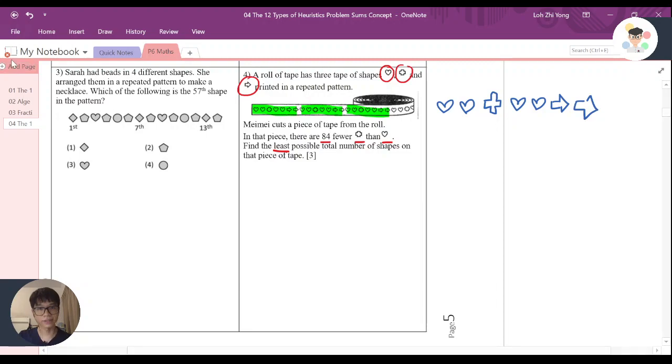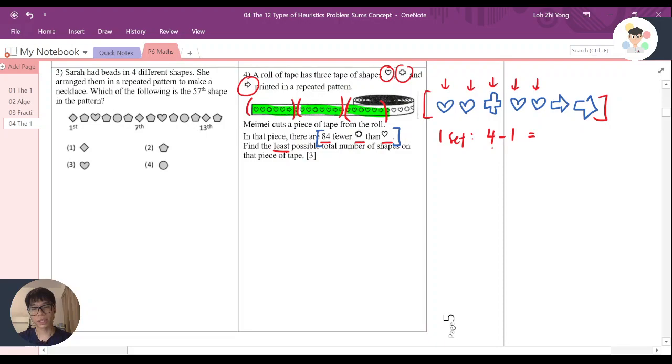It's not that nice, but the condition that we are given here is 84 fewer crosses than hearts. So basically, you know that it's focusing on the first 5. This is one set, this is one set, this is one set, this is one set. And we know that in one set, we have one cross and 4 heart shapes. So we can use 4 minus 1.